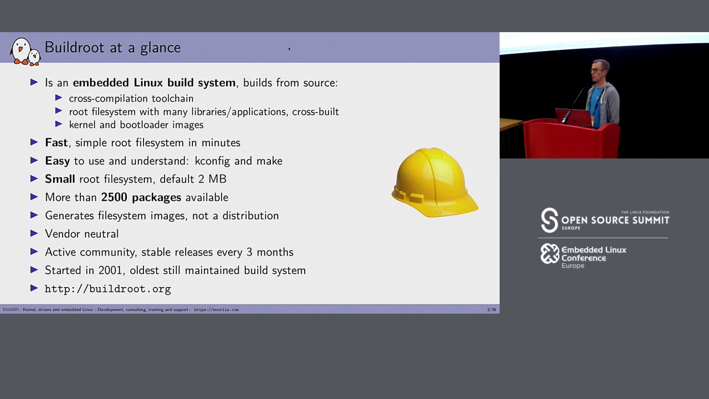It produces small root file systems. The default file system we build, which is a BusyBox-based uClibc file system, is just 2 megs. So instead of having something big that you have to get down to reach your target size, it's kind of the opposite. You have something small at the beginning and just add what you exactly need.